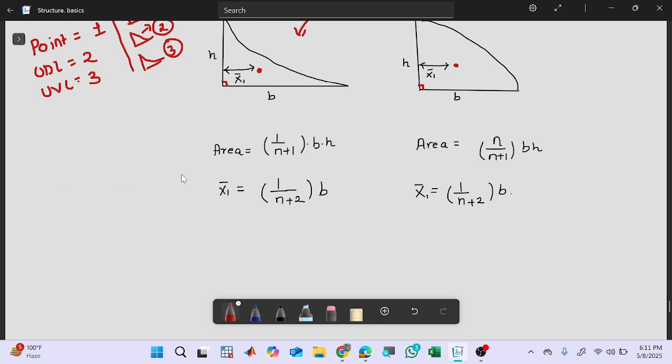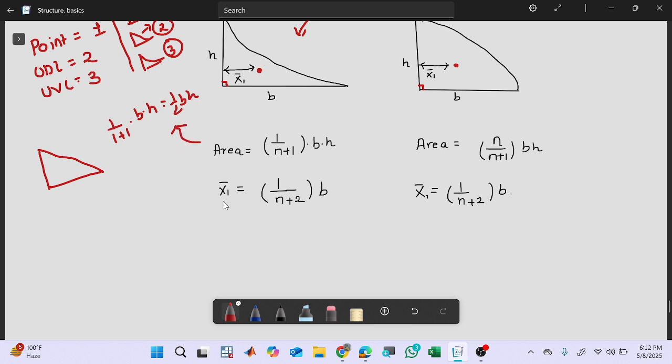Let's say we have one point load, and the point load will make a triangular BMD. So what will be the area if we calculate? For a triangle, for a straight line, or for point loading, the value of n is 1. So 1 divided by 1 plus 1 into b into h. It is 1 by 2 base into height. So we know that the area of a triangle is this.